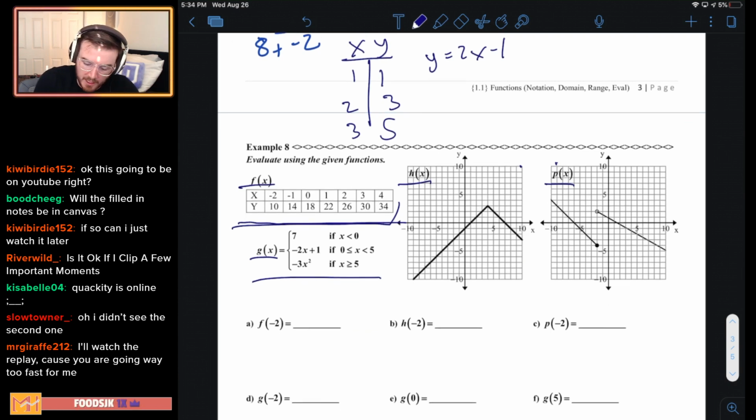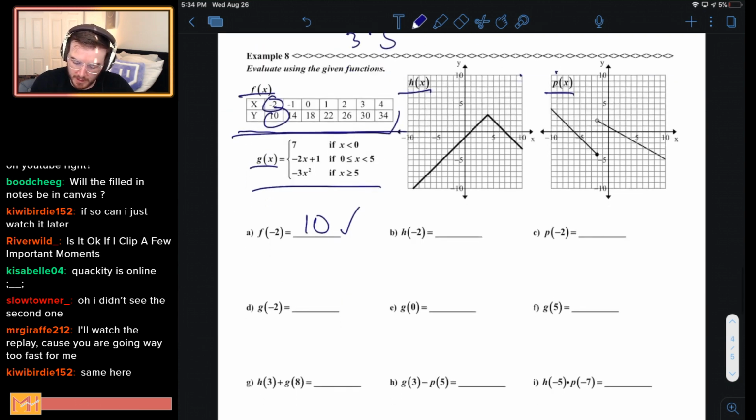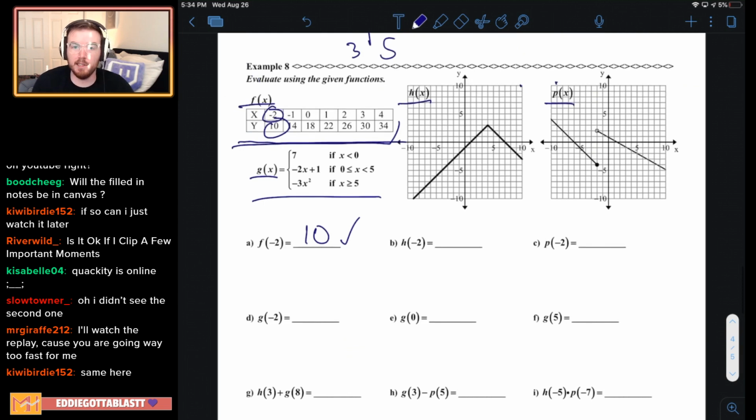So, what does that mean? When you plug in negative 2, it spits out 10. Right there it is. Where's another easy one? Is f on here again? No, we only gave you one easy one, I guess.